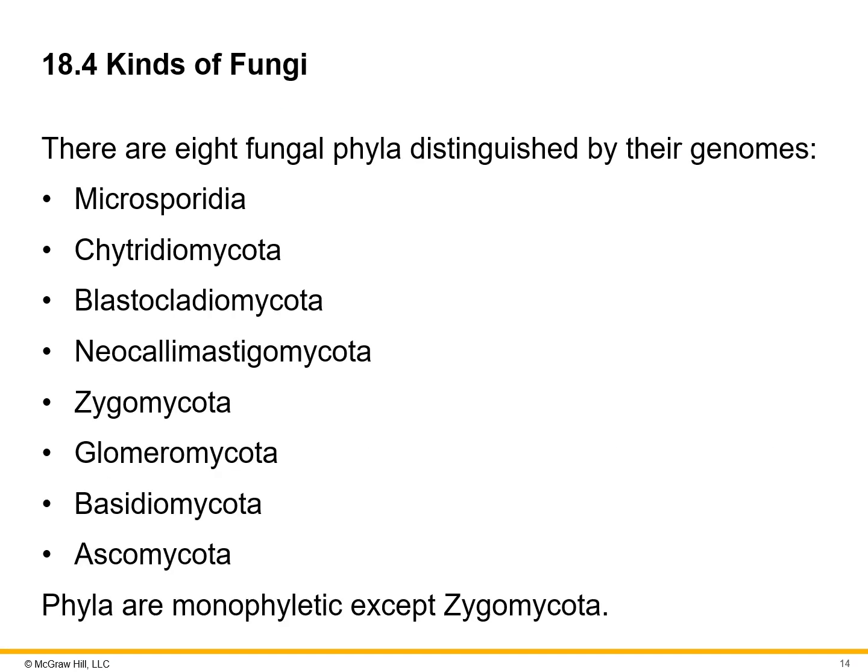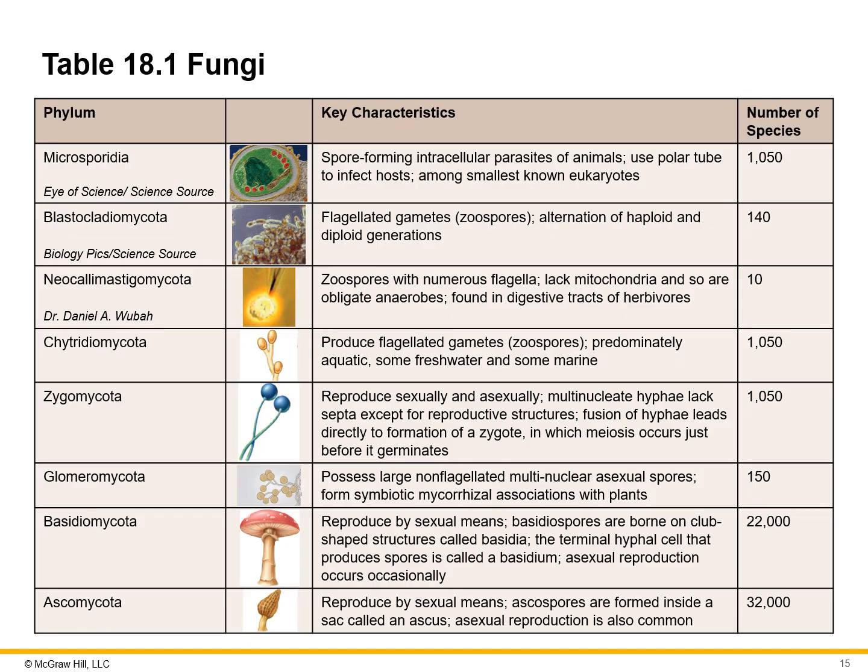All right, there are 8 different fungal phyla that are distinguished from each other. We will be going through each of these. All of them except the Zygomycota are monophyletic. All right, so here's a nice little summary table. I recommend making note cards or looking at this, or taking one side and covering the other, so that you can tell the difference between these.